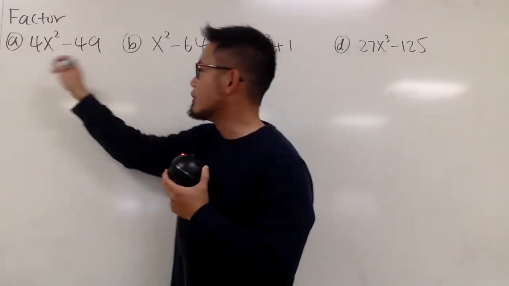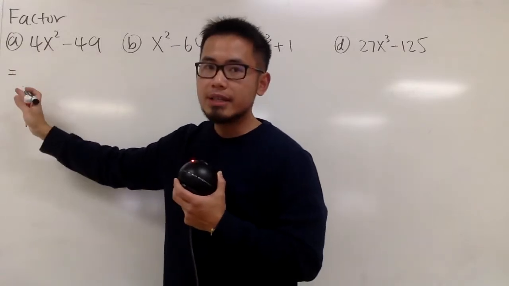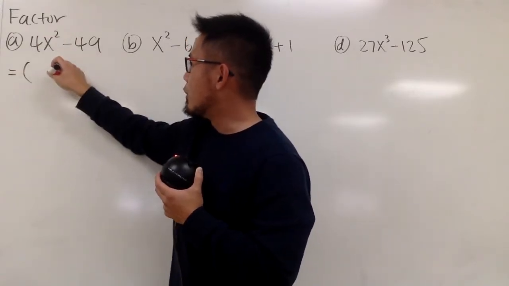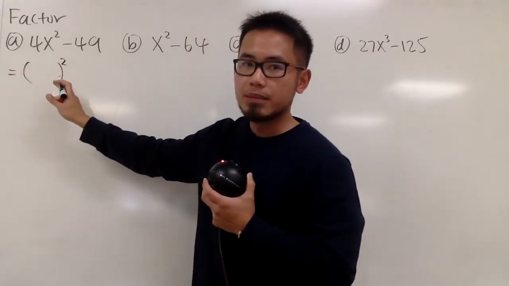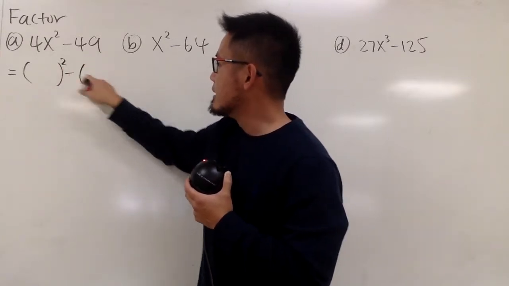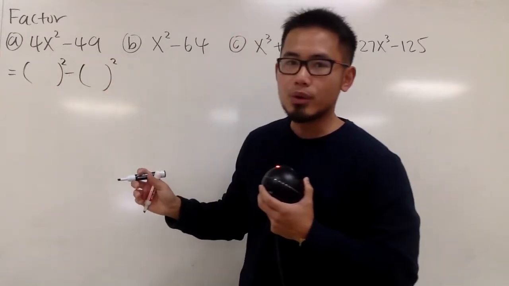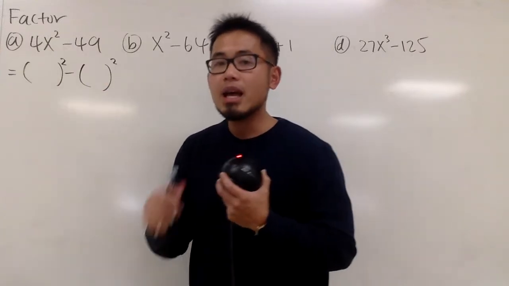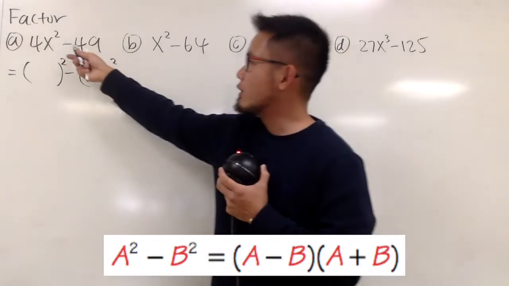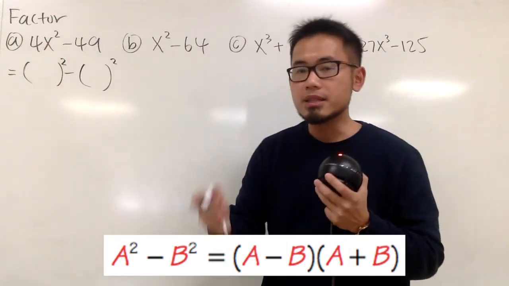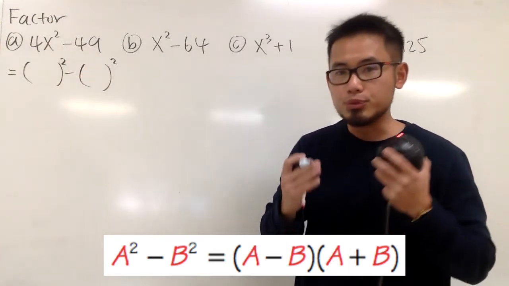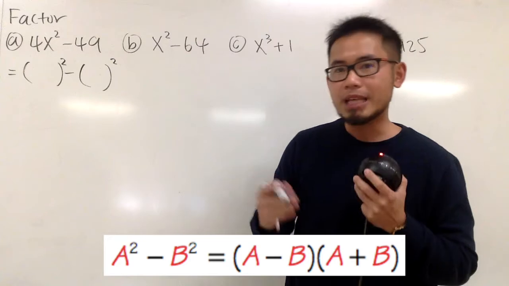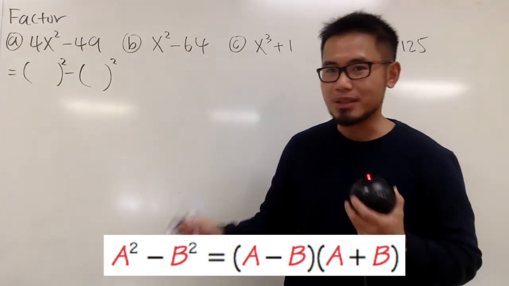And to do so, let me show you guys the format. I'm going to write down this is equal to, I'll open a parentheses and make that to the second power. And then minus the second parentheses raised to the second power. And then I just have to figure out what goes into this parentheses. Because remember, to factor a difference of two squares, the formula is a squared minus b squared, which becomes a minus b times a plus b, right? You guys can see that formula on the screen.